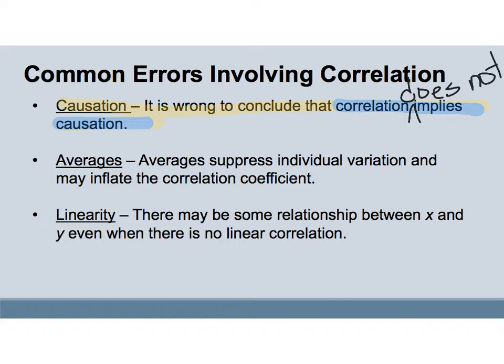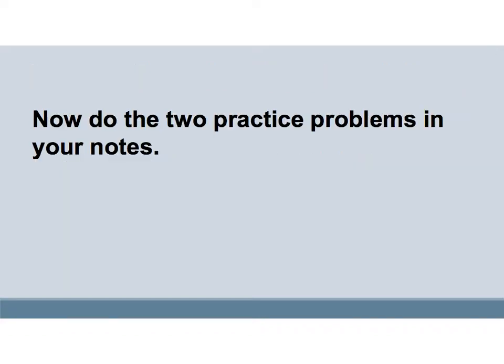Then the other two are not so important, but worth mentioning. You don't do correlations of averages because it can mess up that correlation. And there can be a relationship between X and Y, even if it's not linear. Like I said, the rest of Chapter 10 is on nonlinear correlations. Okay, so now there's 2 practice problems in your notes. Hit pause on the video and try those, and then come back when you want to see the answer.